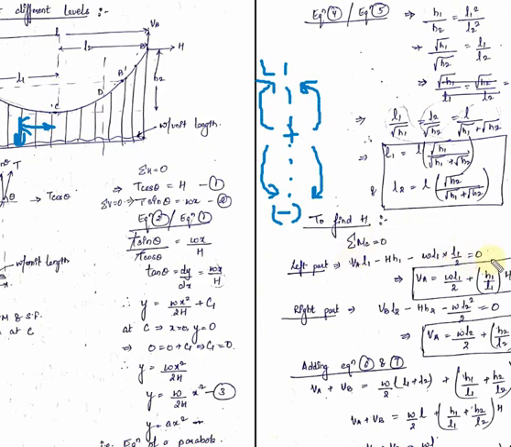So from this equation, the value of VA will come out to be this. I have taken it as equation number 6.